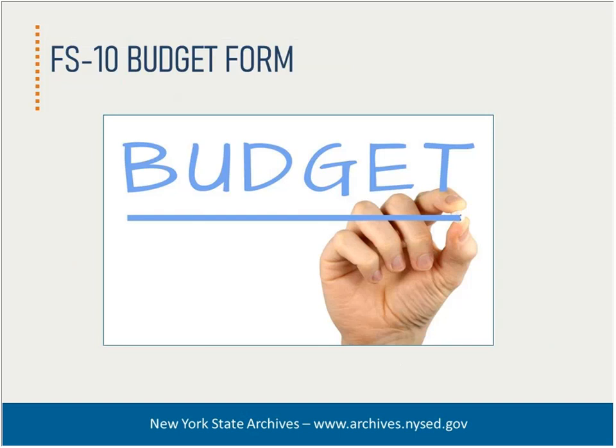Speaking of project budgets, I'd like to conclude our discussion on forms by talking a little bit about the FS10 budget form. This is the form that gets submitted in triplicate with your application. If you receive a grant, 2 of those copies are sent to the State Education Department's Grants Finance Unit for processing, while 1 remains with the State Archives Grants Administration Unit.